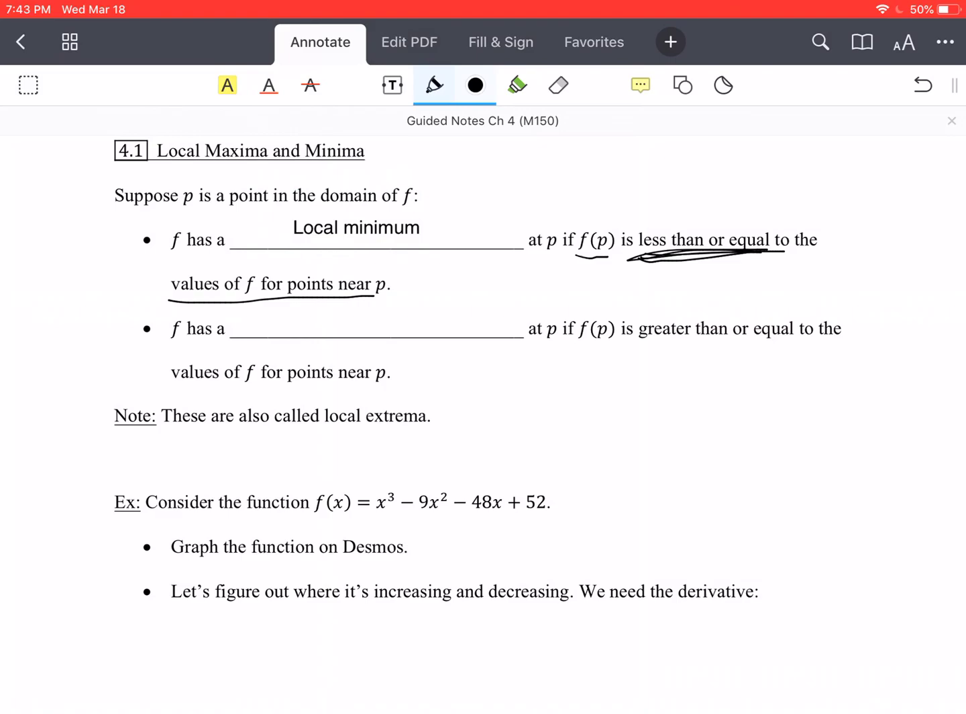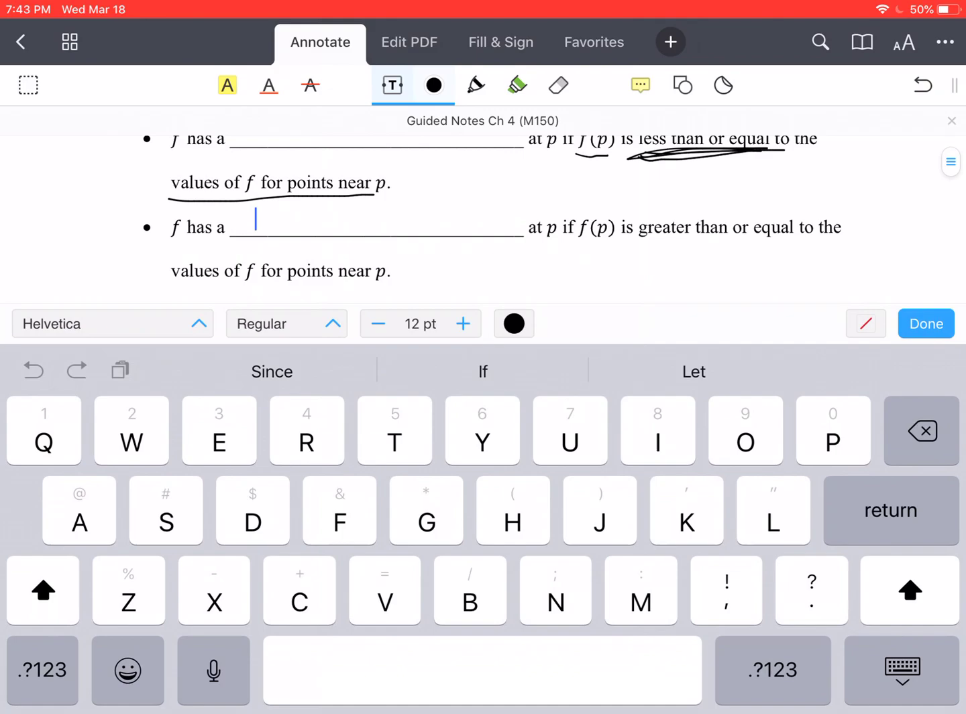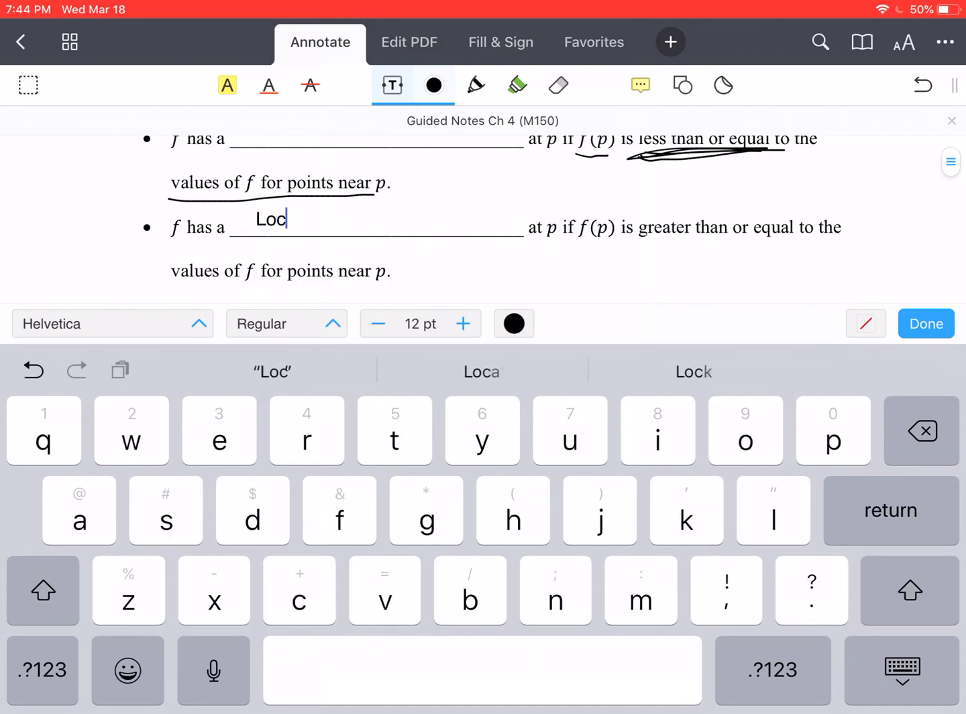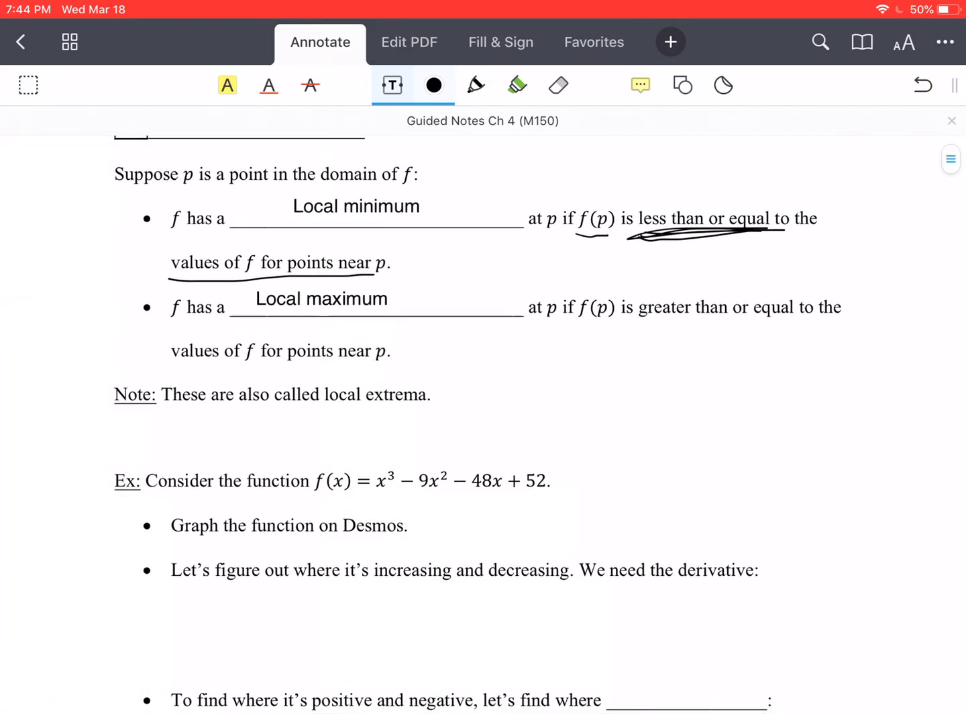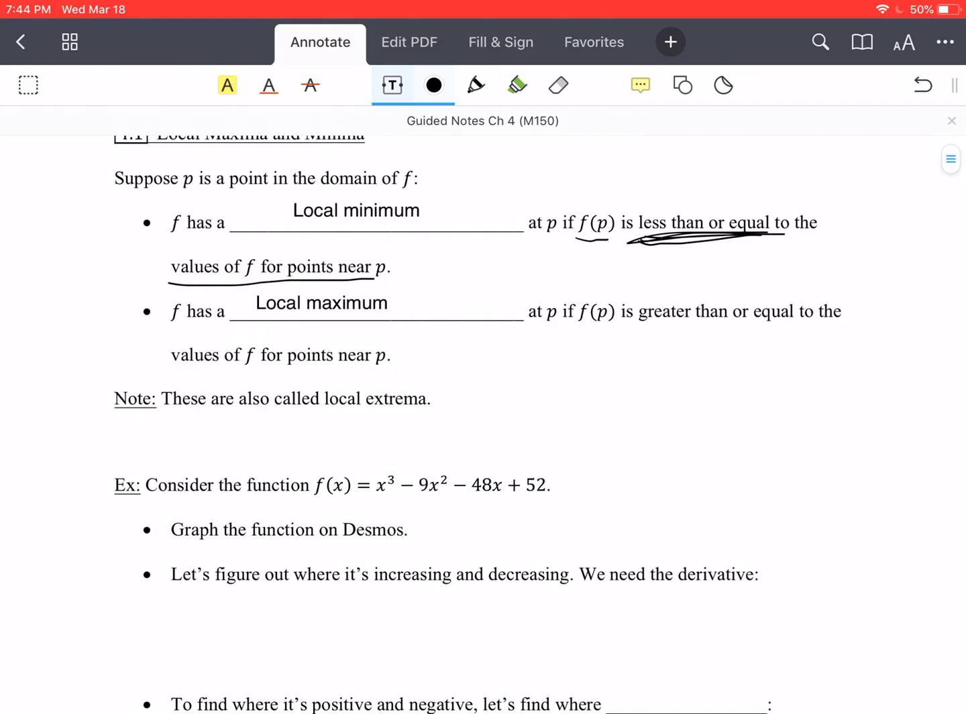So we then similarly say that f has a local maximum value at P if f of P is greater than or equal to the values of f for points near P. So if it's the largest thing in its immediate vicinity, right, bigger than anything else around it, we call it a local maxima. Okay? The general term for these that we use is local extrema. So if you hear that term being used, it just means local maxes and mins, all combined.